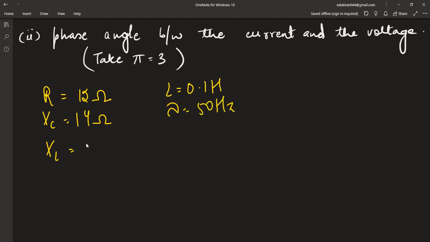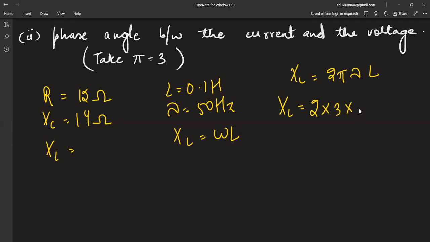So can't we find XL? XL is equal to omega L. We do not know omega, but we know this is 2 pi nu L. So XL is equal to 2 pi. I've already been informed by the question that I have to take pi as 3. Frequency 50, inductance 0.1. So this becomes 30 ohms.